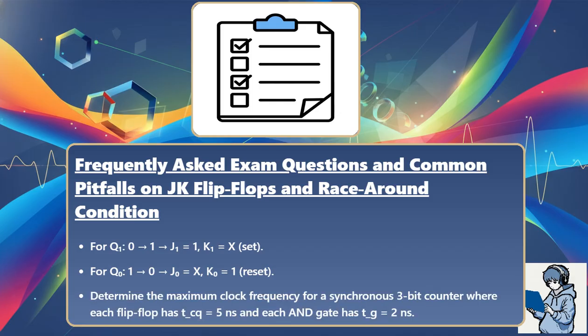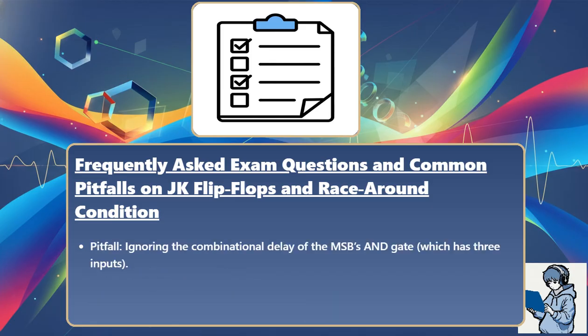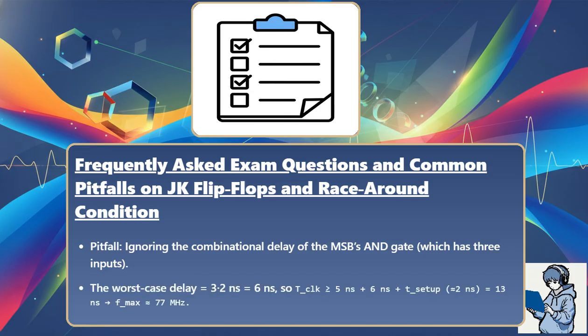Determine the maximum clock frequency for a synchronous 3-bit counter where each flip-flop has TCQ equals 5 nanoseconds and each AND gate has TG equals 2 nanoseconds. Pitfall: ignoring the combinational delay of the most significant bit's AND gate, which has 3 inputs. The worst-case delay equals 3 times 2 nanoseconds equals 6 nanoseconds, so T clock greater than or equal to 5 nanoseconds plus 6 nanoseconds plus T setup, approximately 2 nanoseconds, equals 13 nanoseconds. Therefore F max is approximately 77 MHz.